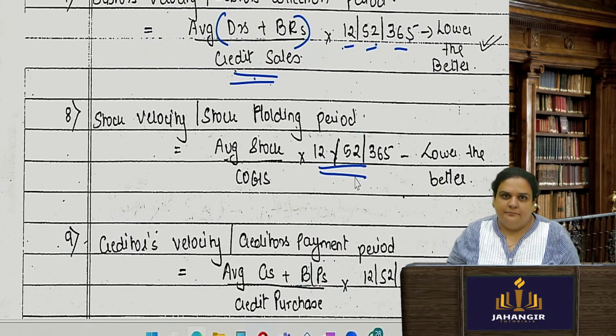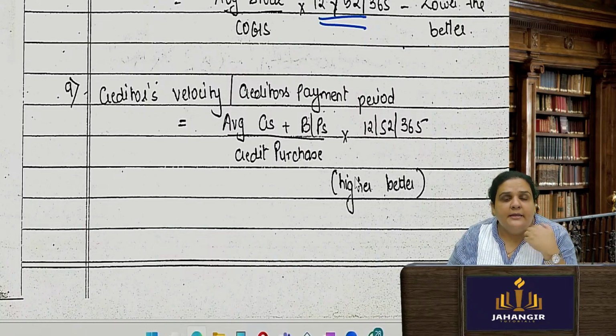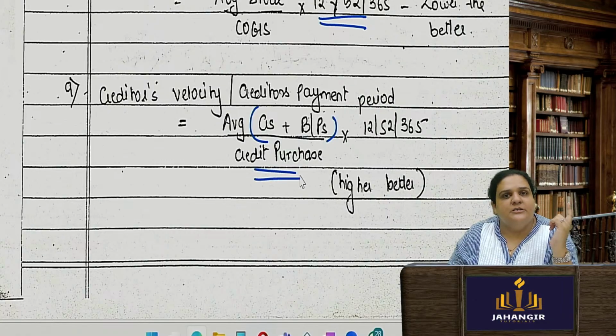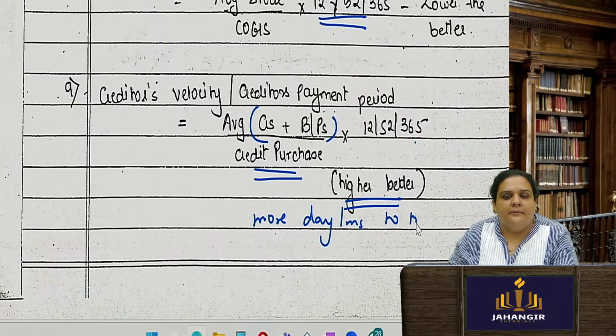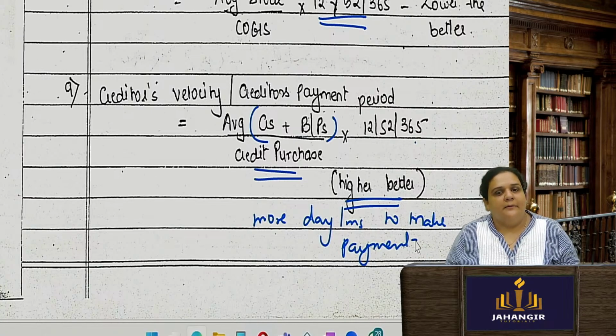Lower the better. And creditors payment period: in how many days am I able to pay my creditors. So average creditors plus bills payable upon credit purchases into 52 or 365. Higher the better, means I am getting more time, more days or months to make the payment, or more credit period. So the greater the credit period, the better for the company, right?